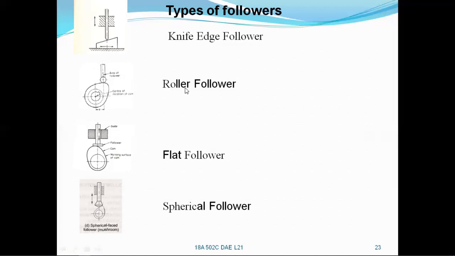If you see in the roller follower example, the axis of the follower is passing away from the axis of the cam. That's why it is having some eccentricity. That's why it is called offset, so it is the offset follower. And when the axis of the follower is passing through the center of the cam, or the axis of the cam, this is called a radial follower.